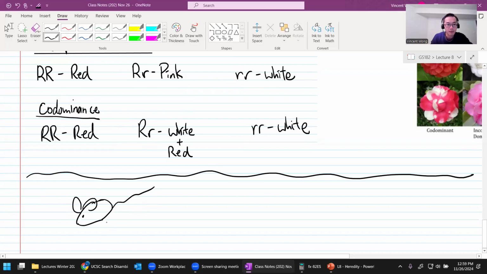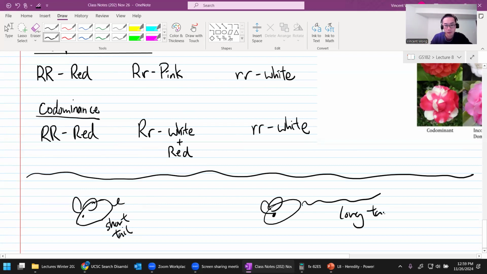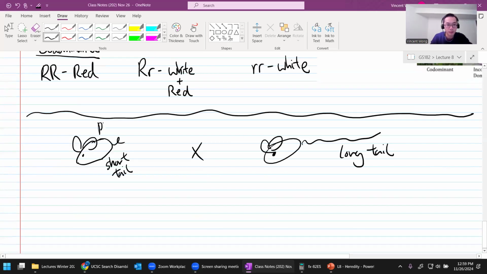All right, so here we have a mouse with, let's do a short tail. And then we have another mouse with a long tail. Okay, and then we cross them. They are both pure, okay? Pure. And then we cross them, and then the babies, okay, they have a medium tail, medium length tail.